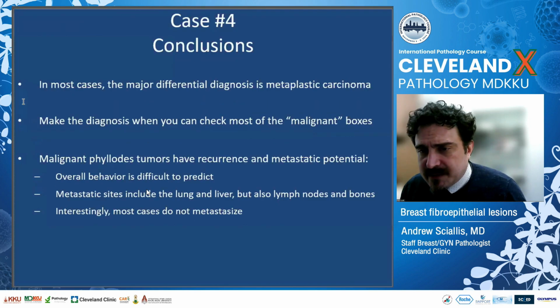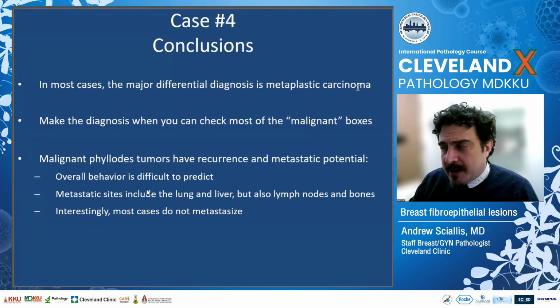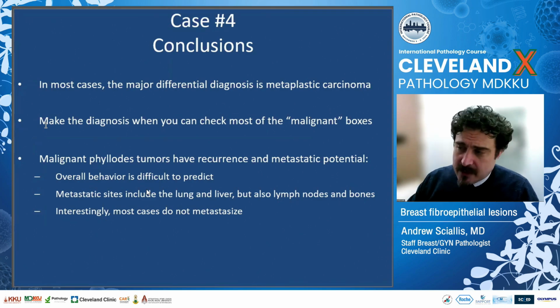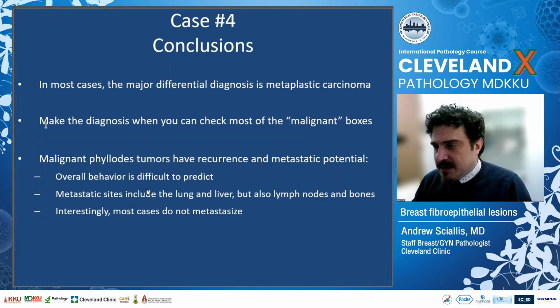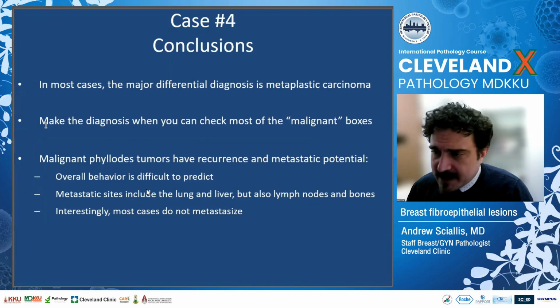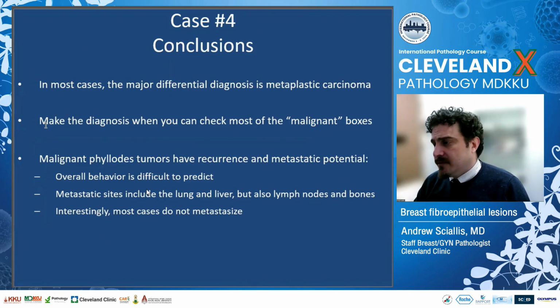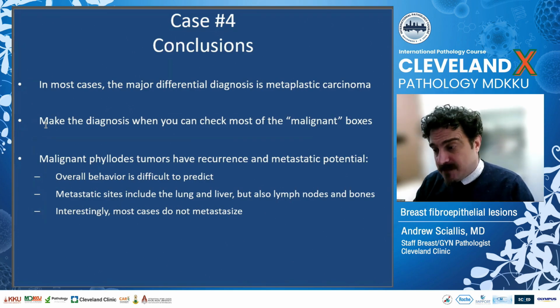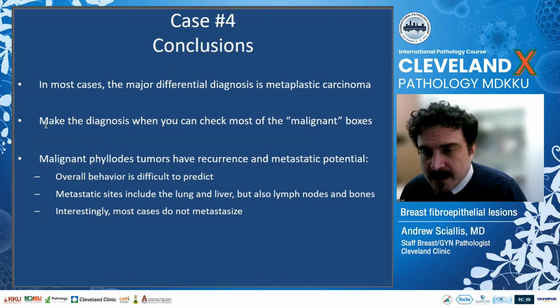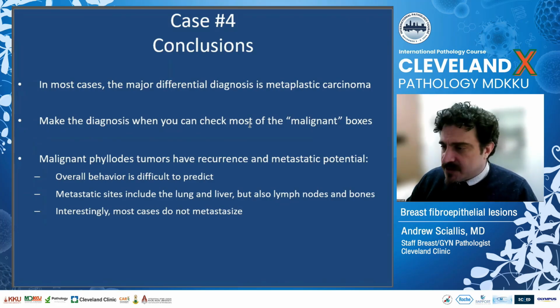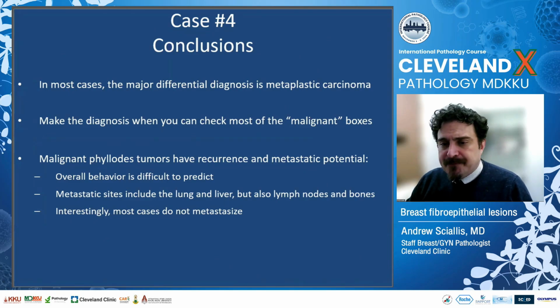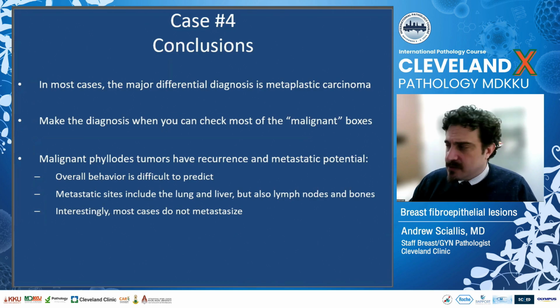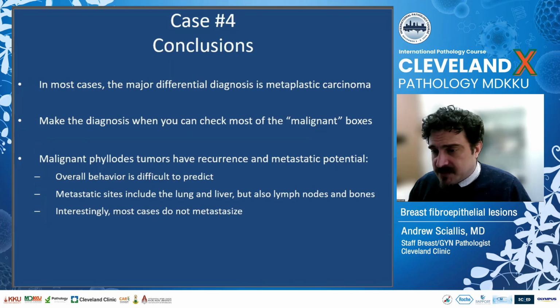So the clinical significance of something like this is the major differential diagnosis is metaplastic carcinoma, and there would be a treatment difference. Metaplastic carcinoma patients would have the option of receiving adjuvant chemotherapy in this case, whereas it's a little bit more difficult, that decision-making for those with malignant phyllodes tumors. Some of them have received chemotherapy, others receive just radiation to the field if there's a close margin. So we make the diagnosis when we can check most of those malignant boxes that we see in the WHO. Overall, the behavior is difficult to predict, but metastatic sites include lung and liver, lymph nodes, long bones. Interestingly, though, most cases might recur, but they do not necessarily metastasize.